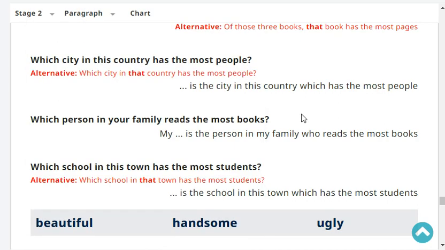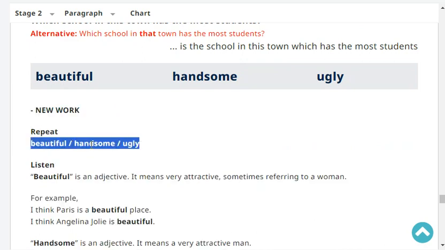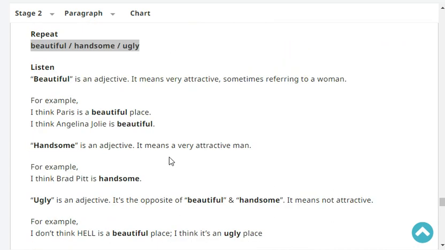Let's have new words. Okay, repeat. Beautiful, beautiful. Handsome, handsome. Ugly, ugly. Very good. Okay, listen.